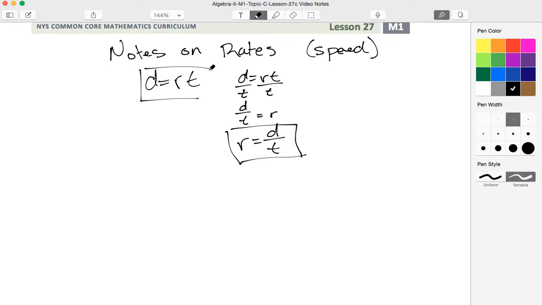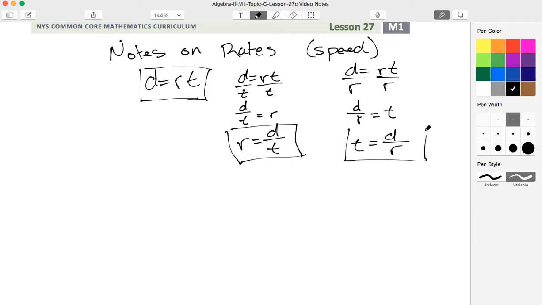Everything I have in a box right here. The other way you can do this is d equals rt. You can divide both sides by the rate, and you're going to get d over r is equal to t, and t is equal to d over r. So today we're going to be using one of these three versions of d equals rt in order to solve some rational equations and to solve our word problems.